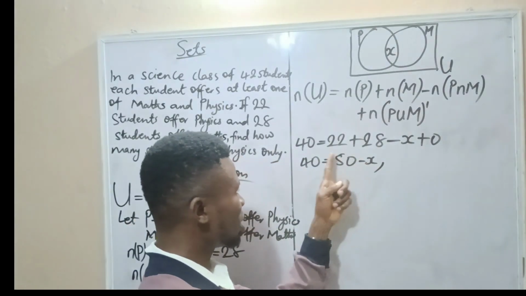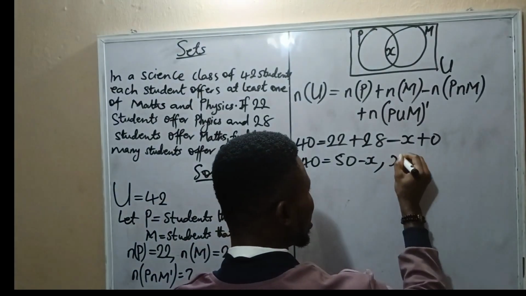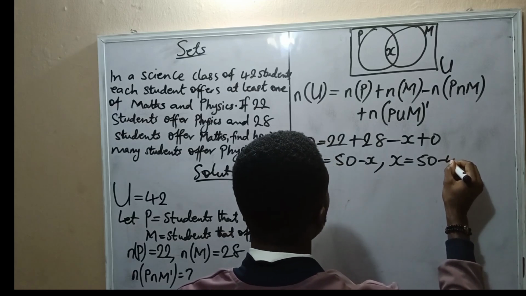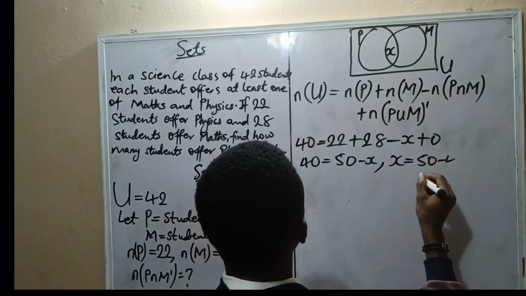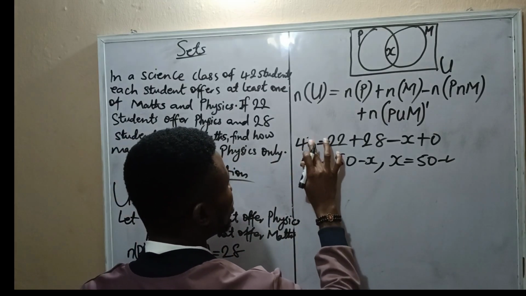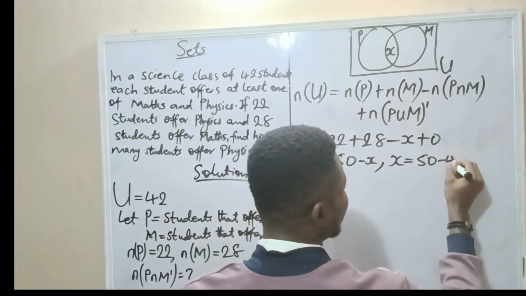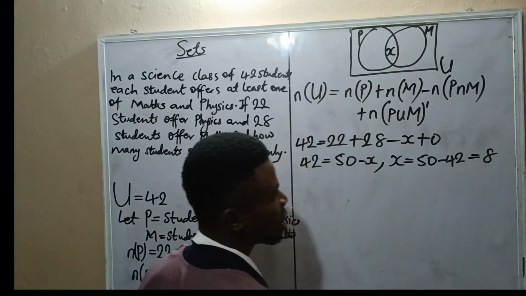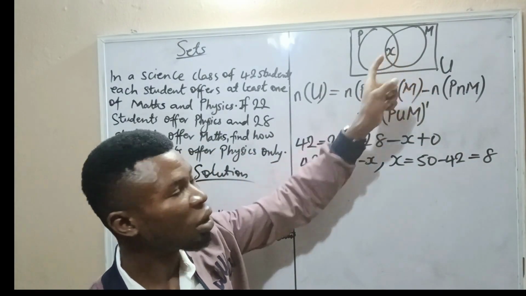Now we bring x to this place so that the minus sign will be eliminated, and take this one to the other side. So we have x equal to 50 minus 40. Sorry, this is 42, not 40. This is 42. So x equals 50 minus 42. And 50 minus 42 equals what? 8. Therefore, the number of students that offer both equals what? 8.